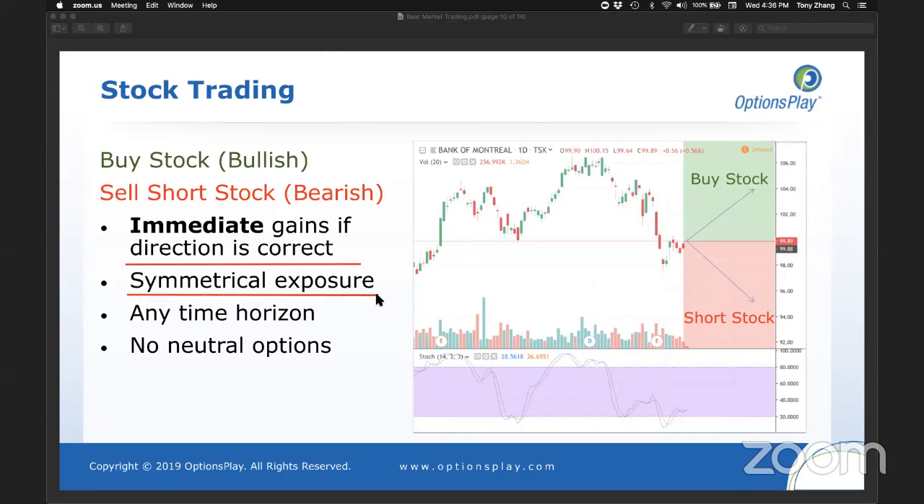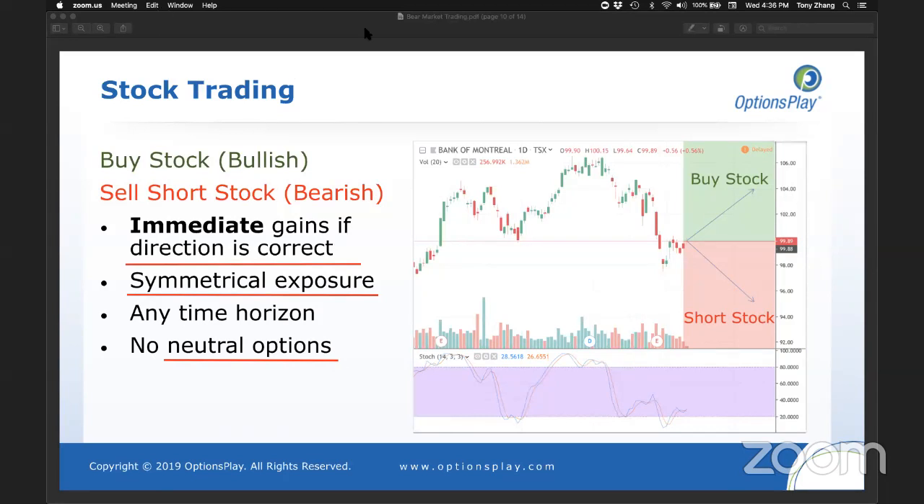And you can trade this on any time horizon. It doesn't matter whether you're bullish on the stock for a minute, a year, or a decade. You can buy the stock and hang on to it. The only downside, in my opinion, for trading stocks is the fact that you have no neutral option. Meaning, if I felt that the stock is not going to move much higher or much lower, and I felt it's going to stay near where it is, maybe it's trading near a support level, and I feel that the support is going to hold, but I'm not particularly bullish on this specific stock, and I think it's just going to trade near that support level, there's really nothing I can do as a stock trader.